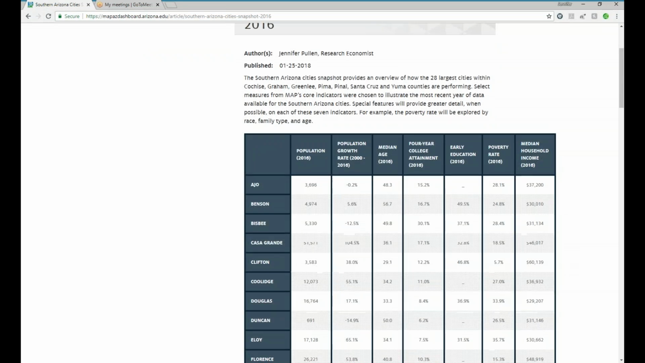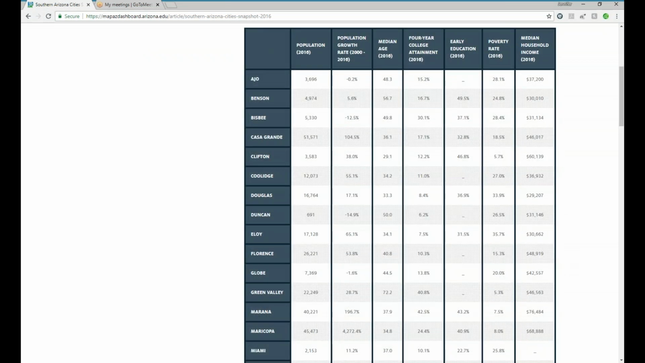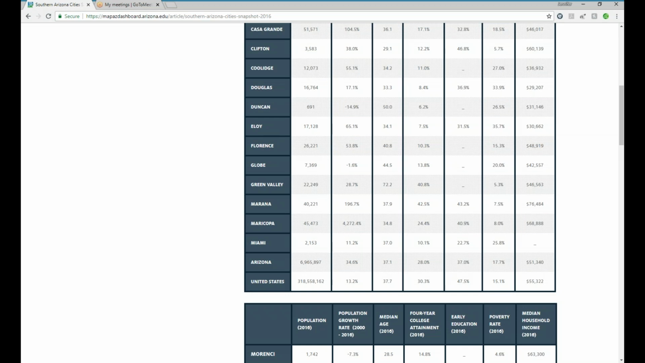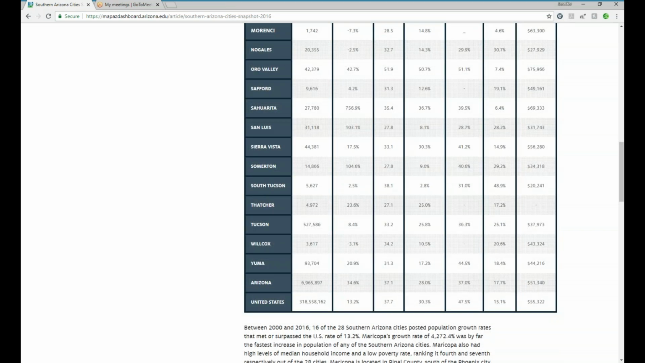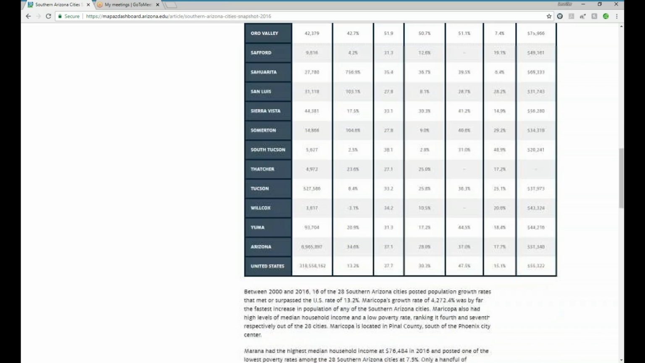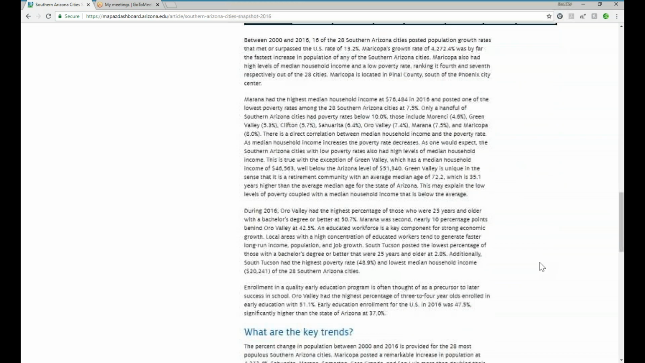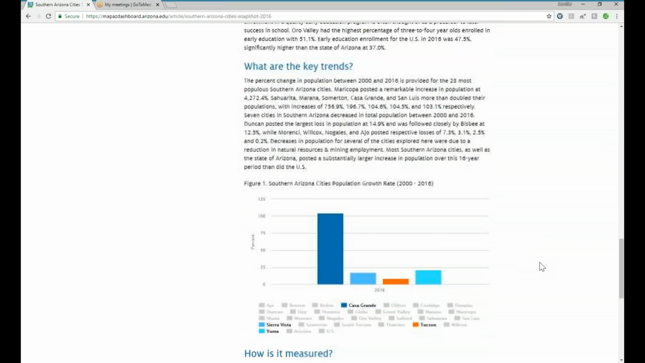And these are listed alphabetically, so you have 2 tables here, starting with Ajo. At the bottom of each table, you're going to find the state and the U.S., so you can look back and benchmark how your community does to both the state and to the U.S. And then again, that second table is just in alphabetical order with Arizona and the U.S. listed at the bottom.